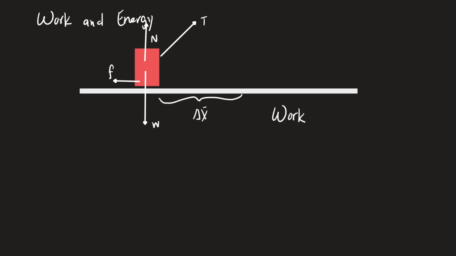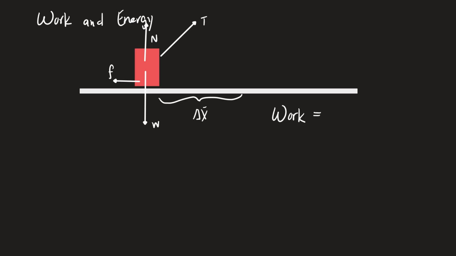For the first couple of days of doing work problems and dealing with energy, I'm going to write out the word work so that we don't confuse it with the W for weight. Does everybody understand? Because technically the symbol that we use for work is just a big capital W. Nothing special about it, and we've been using capital W for the weight. So I will write out the word work whenever we're calculating work.